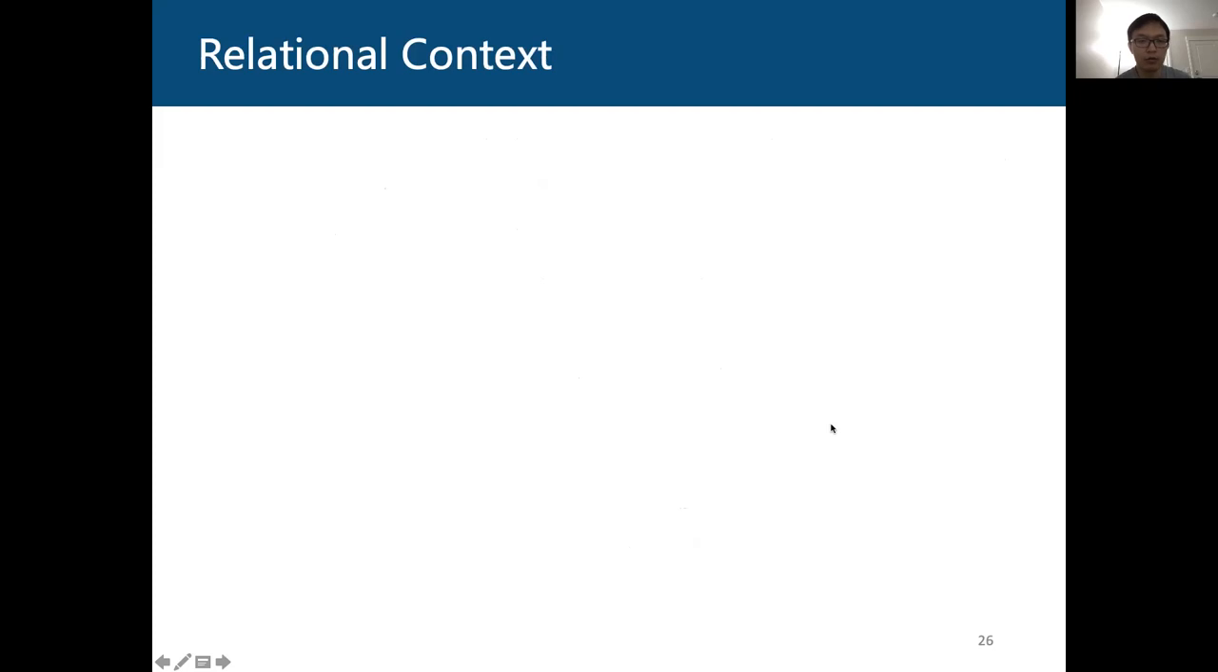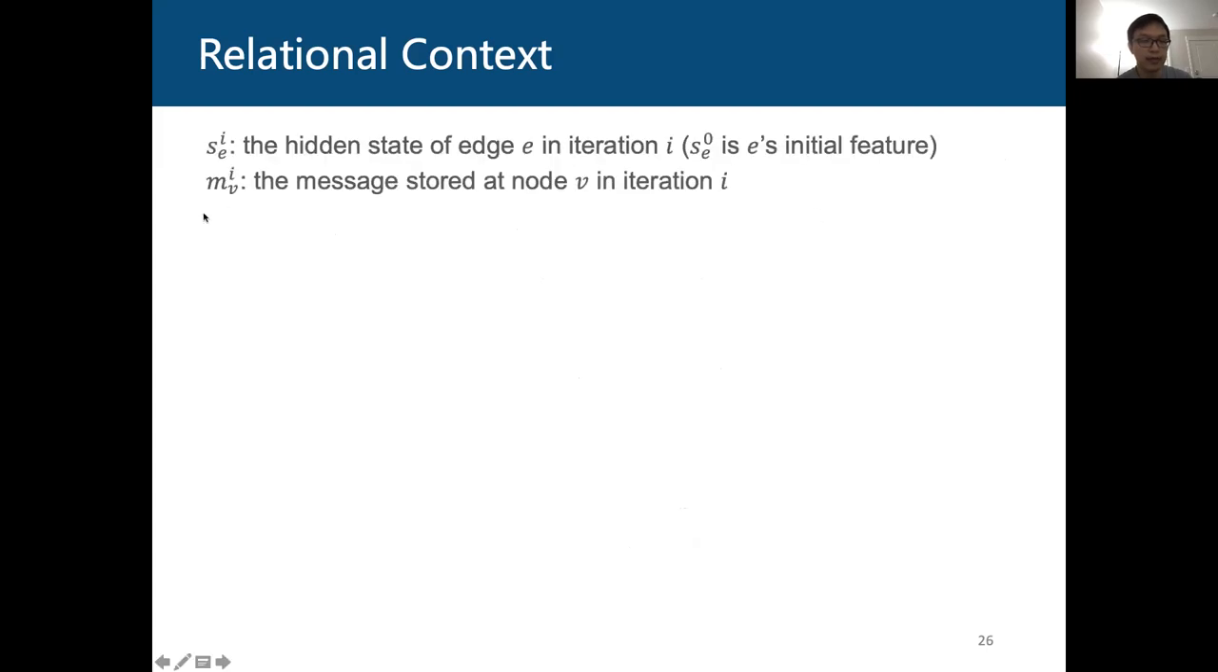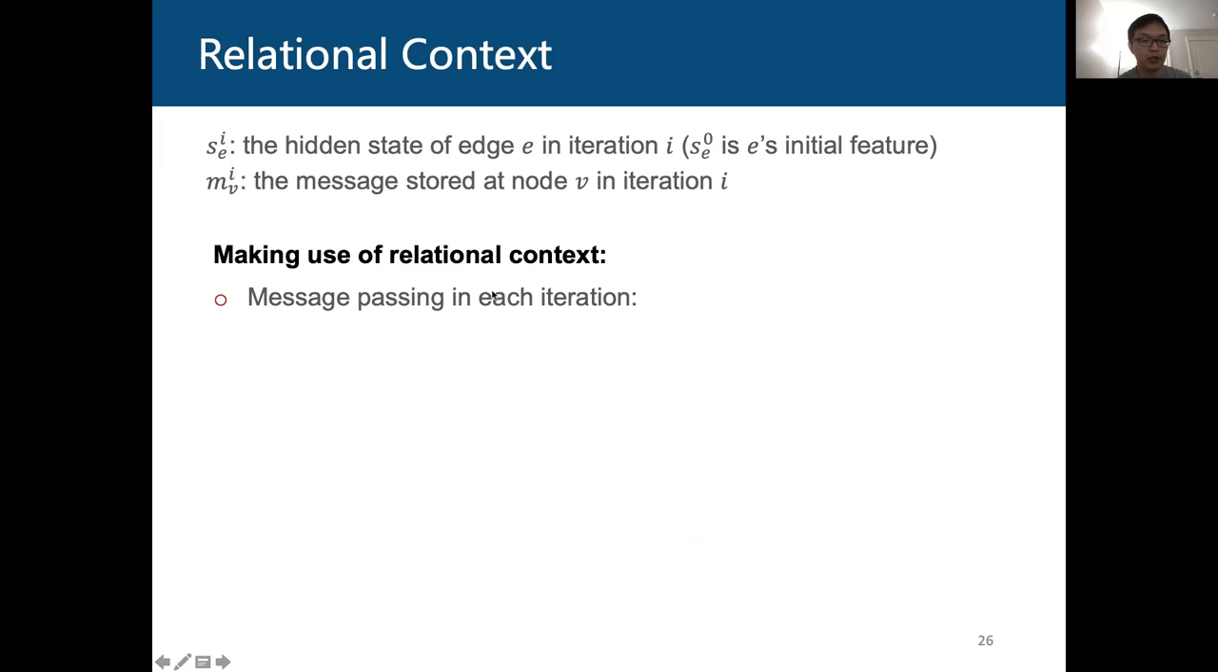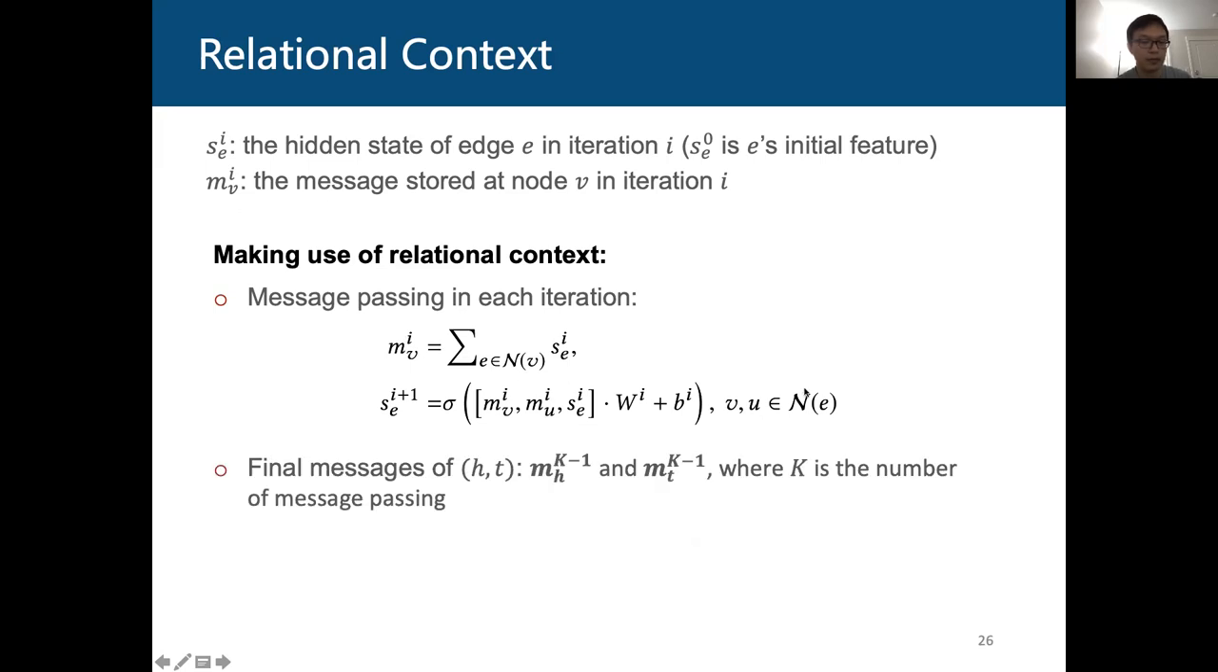Okay, so now let's see how to use alternate relational message passing to process context. We use s_e^i to denote the hidden state of e in iteration i, and we use m_v^i to denote the message stored at node v in iteration i. So in each iteration, for node v, we first sum up the information of all its neighboring edges. And then for edge e, we concatenate the message of its two endpoints, as well as the state of the edge e in the previous iteration, followed by a nonlinear layer. Suppose that the number of iterations is K, and then the final messages of h and t are m_h^{K-1} and m_t^{K-1} here.